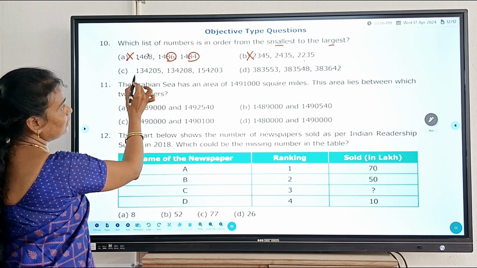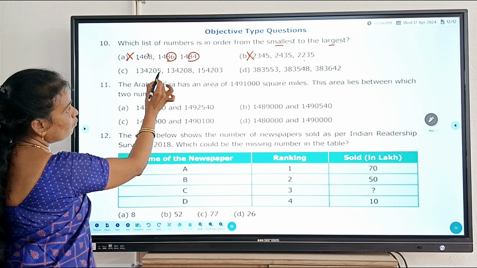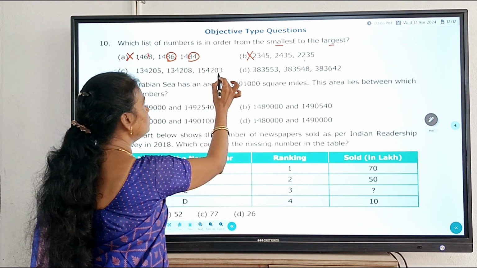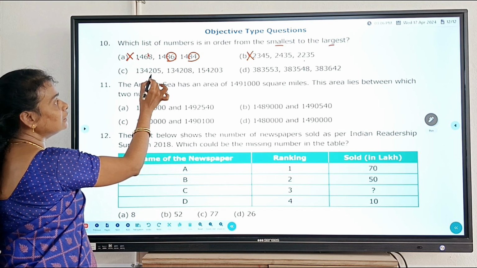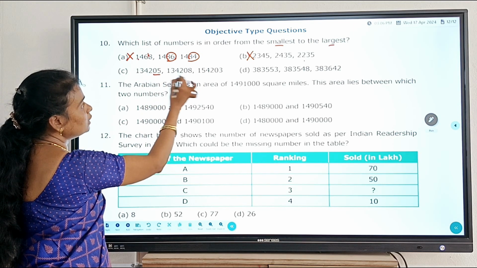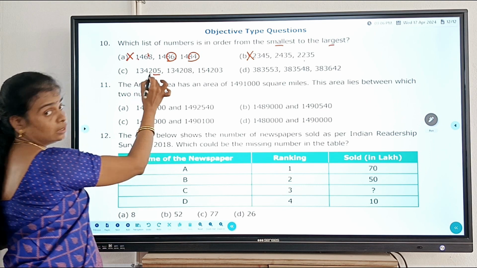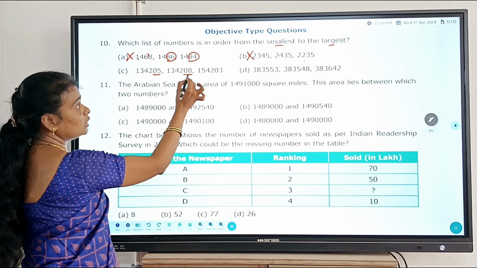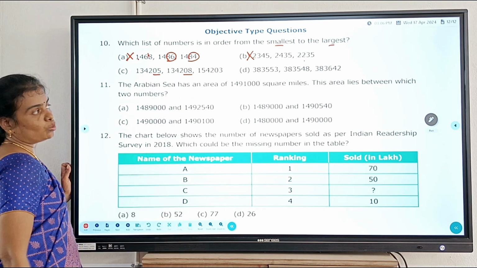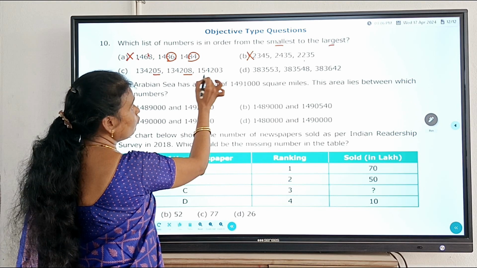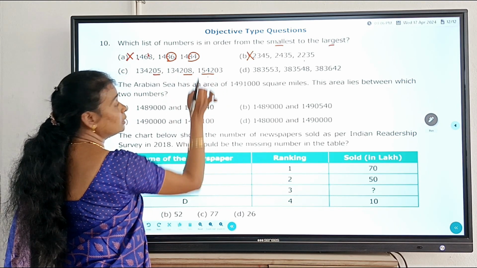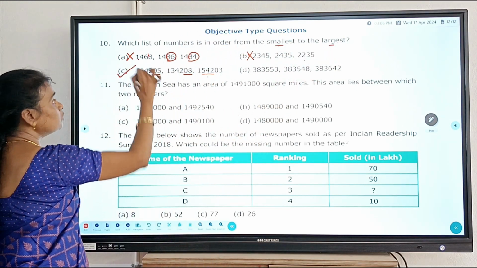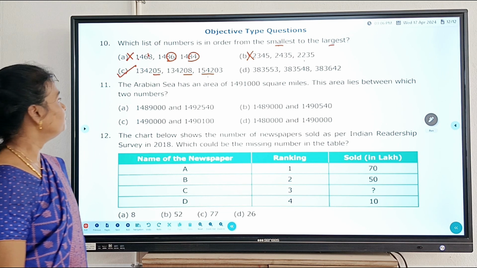Come to the option C. So 1, 3, 4, 2, 0, 5, 1, 3, 4, 2, 0, 8 and 1, 5, 4, 2, 0, 3. Here the numbers, this is the smallest number. Here when you compare these two, 1, 3, 4, 2 is common in both the numbers and the last two digits are 0, 5 and 0, 8. So this is smaller than the next one. And here 1, 5, 4, 2. So of these two numbers, this one is the biggest one. So this is arranged from the smallest to the largest and hence option C is the right answer.